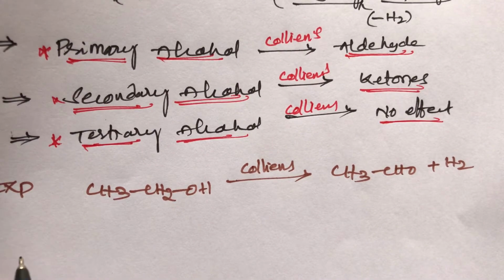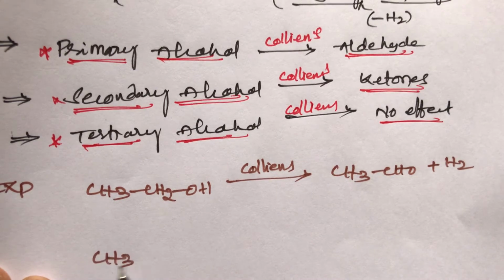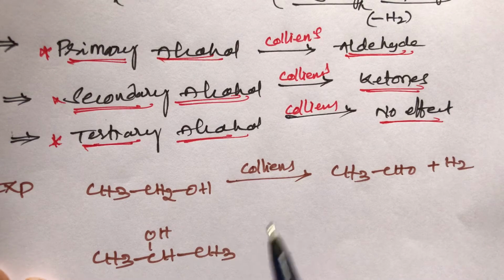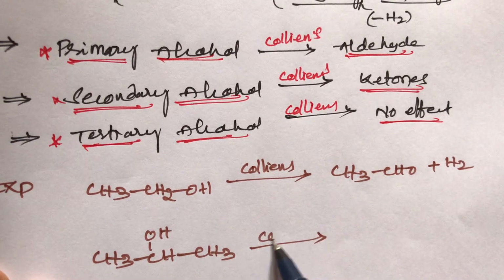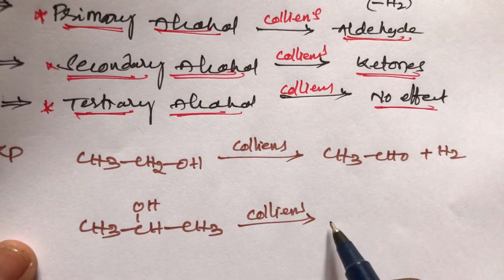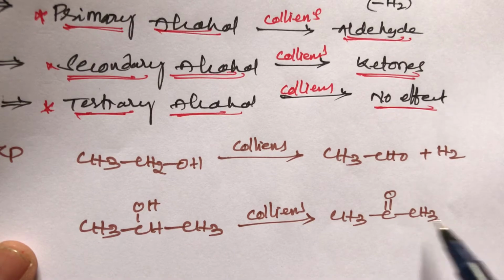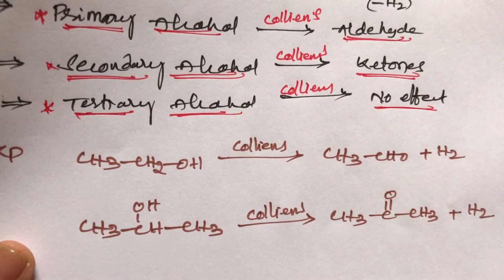Now the second example, a secondary alcohol, CH3CHOHCH3, that is 2-propanol. When 2-propanol undergoes oxidation with Collins reagent, acetone will be formed, that is CH3COCH3 plus hydrogen, H2.